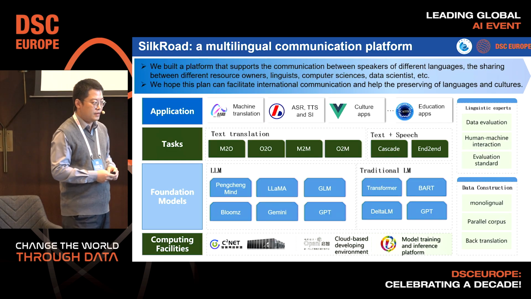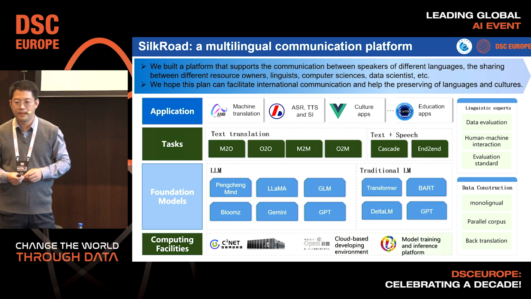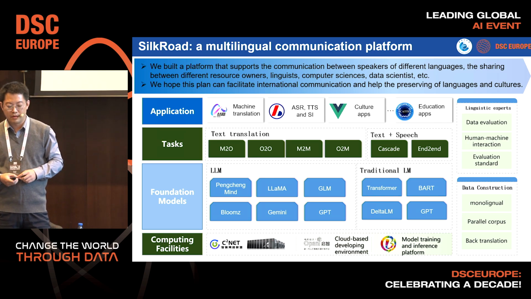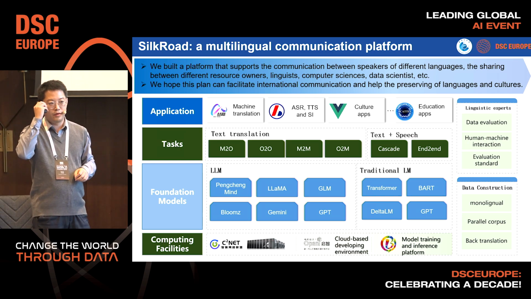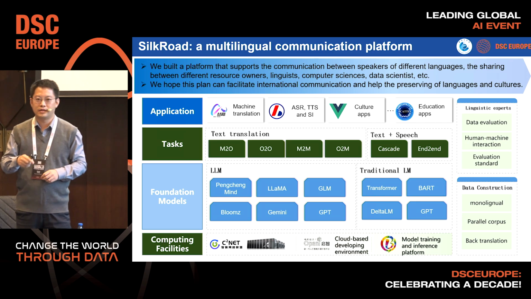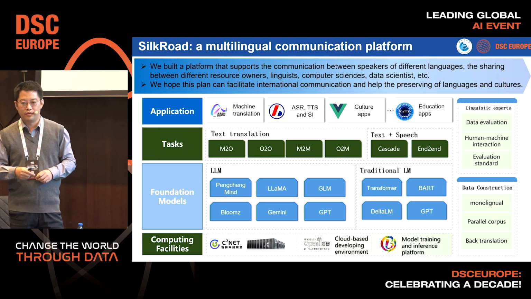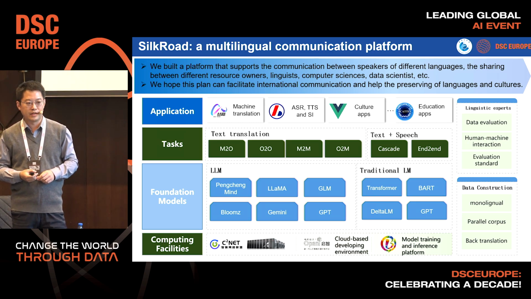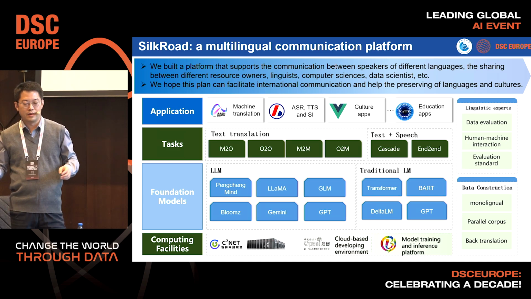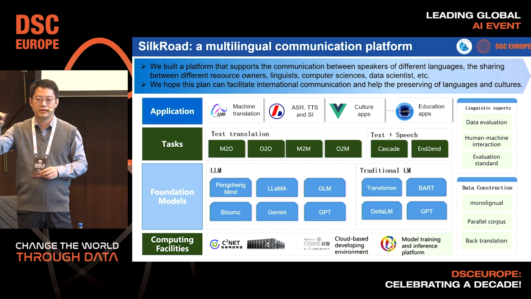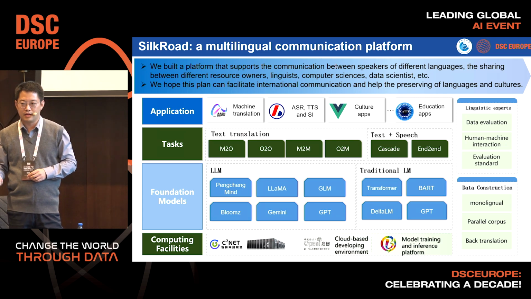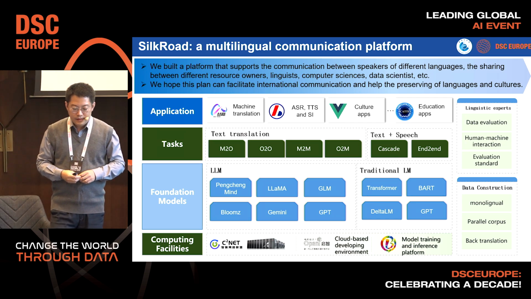Okay, so this chart shows a brief architecture of the Silk Road, the multilingual communication platform. I don't know if you know the word Silk Road. Silk Road is part of the Belt and Road Initiative proposed by President Xi Jinping of China to facilitate communication among many countries. Silk Road is one along the continent, and the other one is along the seaside.